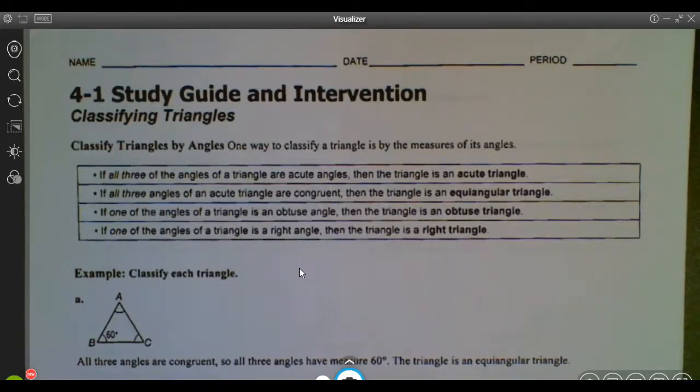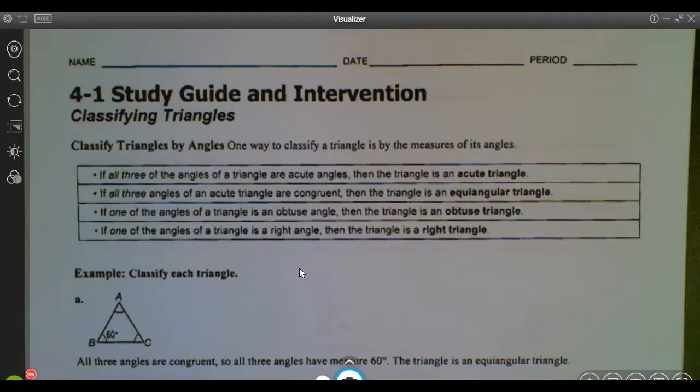But here's a couple things that are going on. We are looking at mostly just classifying triangles by their angles and by their sides. We're going to talk about both those things. So if all three of the angles in the triangle are acute, in other words, less than 90, then overall the triangle is an acute triangle. If they are all congruent and acute, which would mean they're all 60, so this would be what we call a 60-60-60 triangle, then we call it an equiangular triangle.